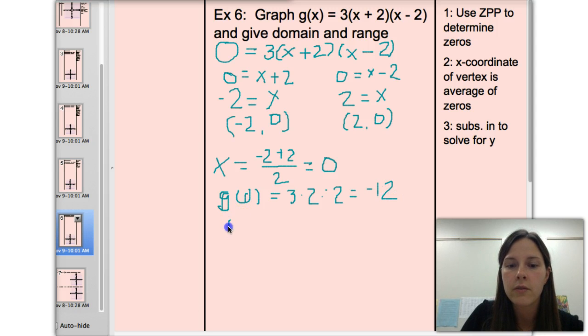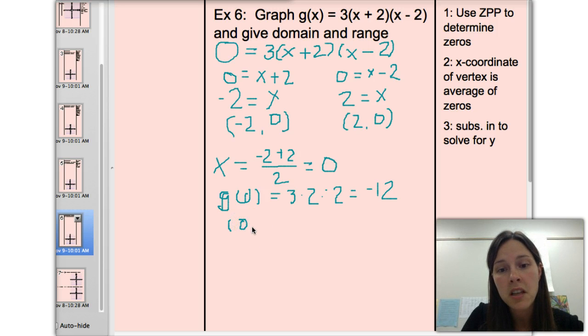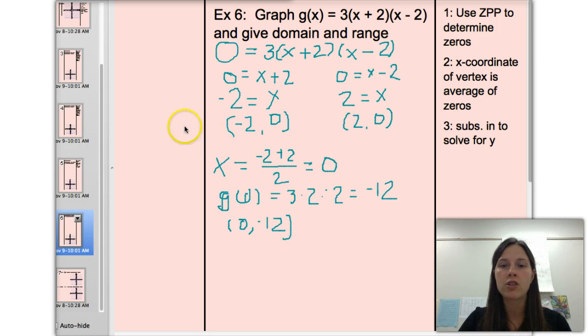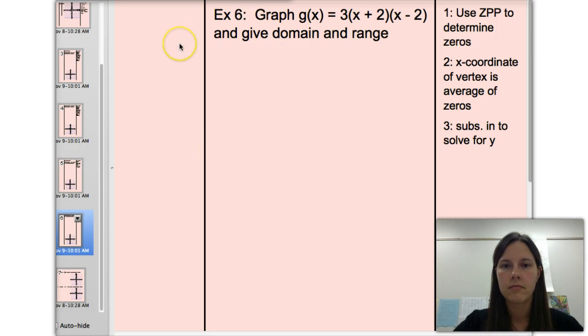And finally, we can find our y-intercept by substituting 0 in, but that was our vertex, so that doesn't give us any additional points on this one. All right, again, make sure you've got all this information down. I'm going to have to scroll.